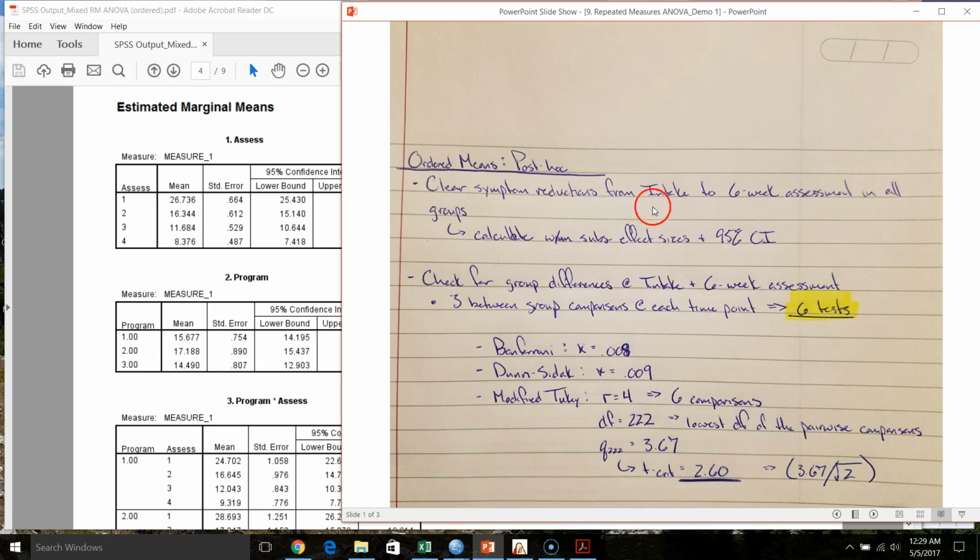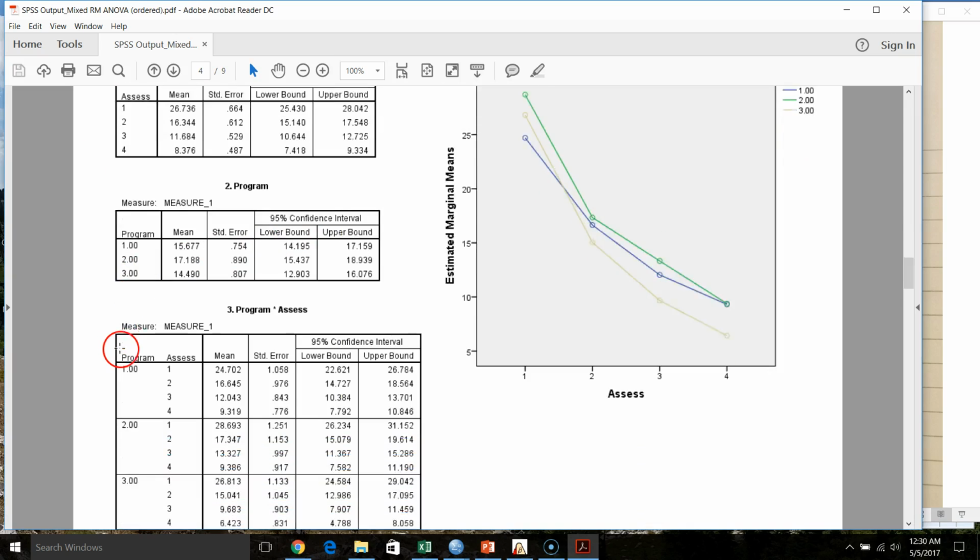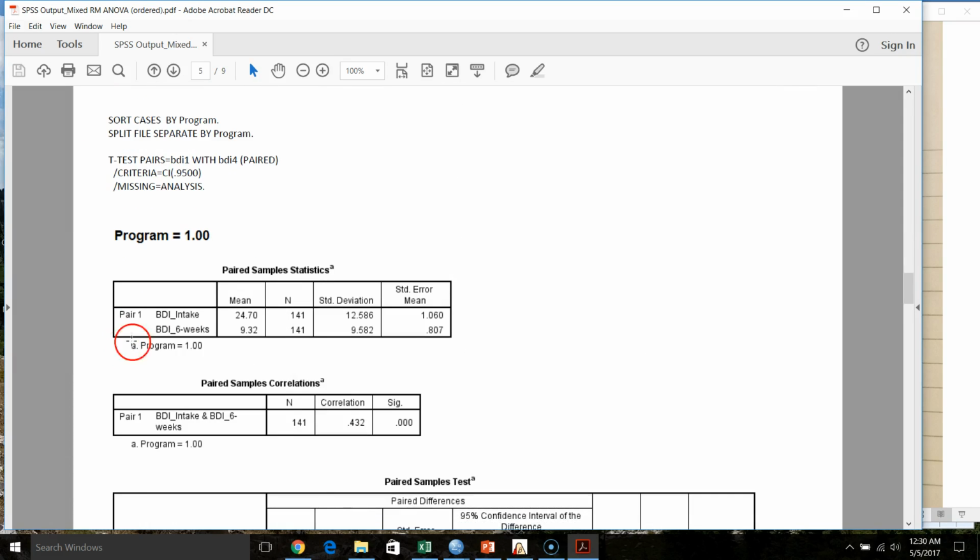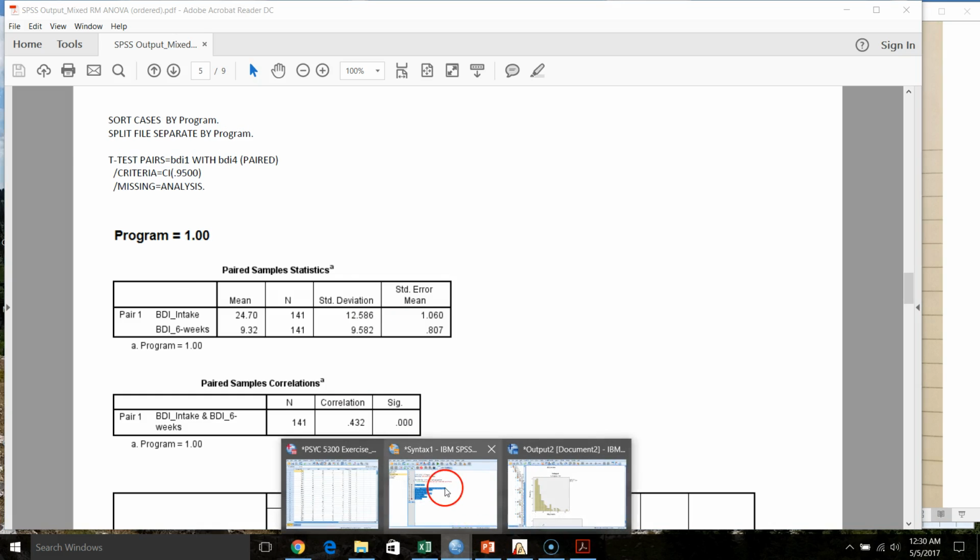We're going to calculate some confidence intervals and within subjects effect sizes and confidence intervals for our within subjects contrast to see what's going on there. Then we're going to take a step back and look at some pairwise tests at intake to see if our groups are different when they start out, and then at 6 weeks to see if we can detect differences when people finish up. Okay, so first thing we're going to do, we're going to split file by program. If we go through, I guess we can just do this here.